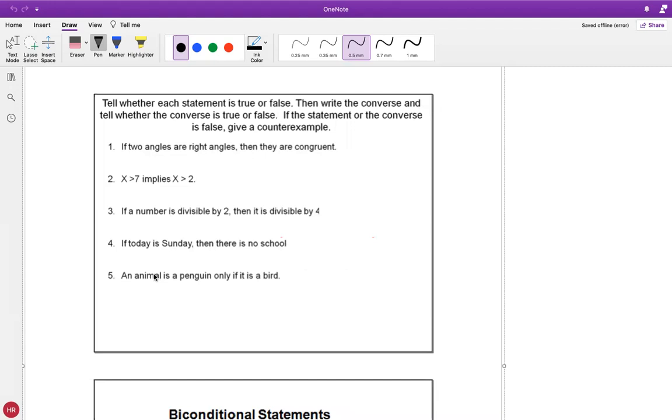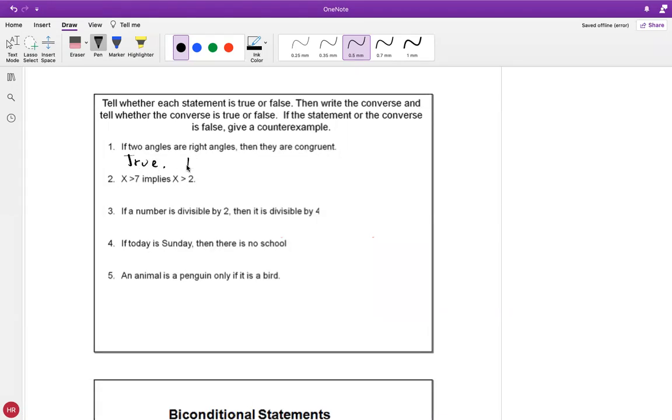Maybe I'll do the first one just so you know what I want you to do here. If two angles are right angles, then they are congruent. Well, that's true because right angles each measure 90 degrees. Every right angle measures 90 degrees, and two angles that measure 90 degrees are definitely congruent to each other. So this statement is true.